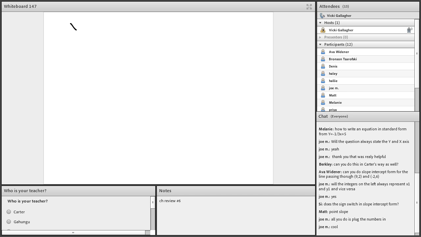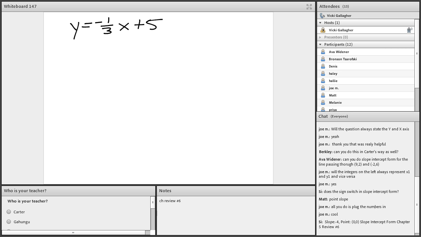All right, Melanie, so you have this equation, which is in slope-intercept form, and you are asked to change it into standard form. So standard form looks like this: ax plus by equals c. Hold on one more minute, guys.